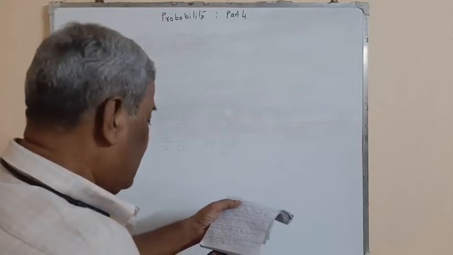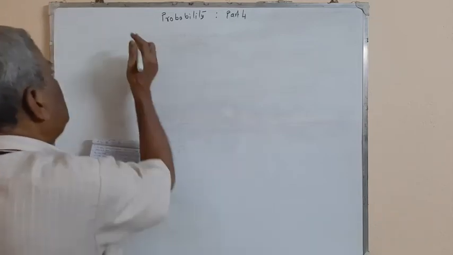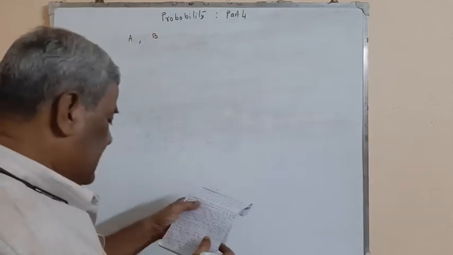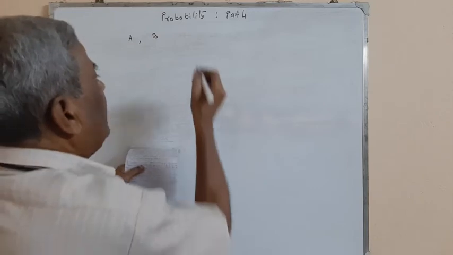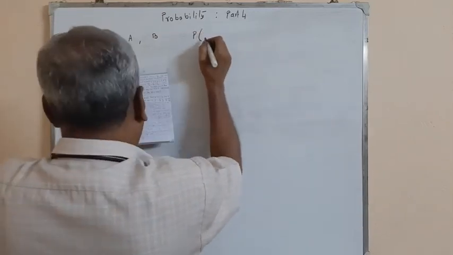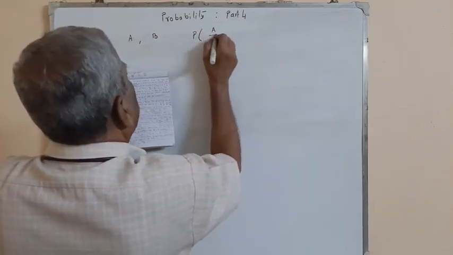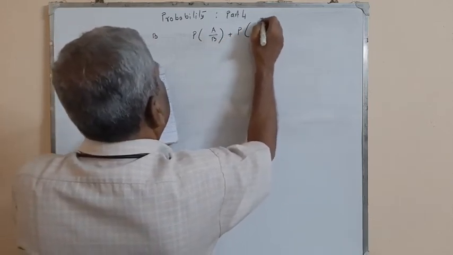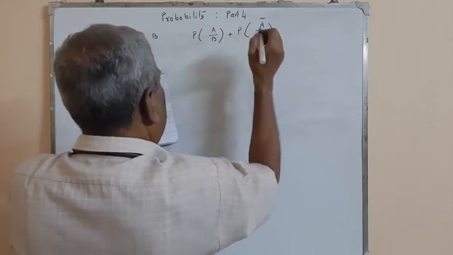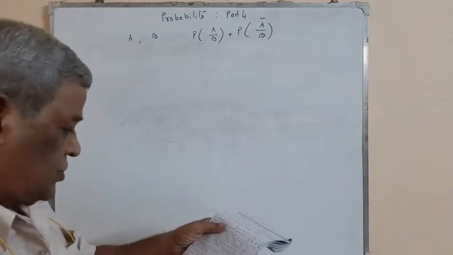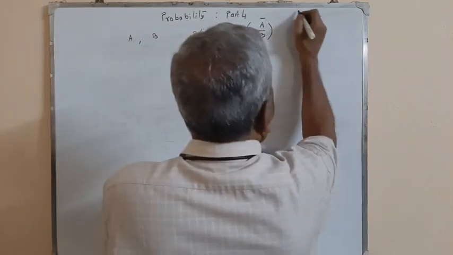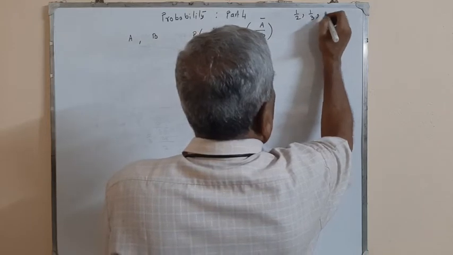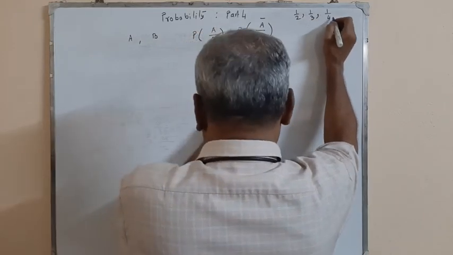Next. Let A and B be any two events. Then the probability of A given B plus the probability of A bar given B is, options: half, 1 by 3, 1 by 4, and 1.